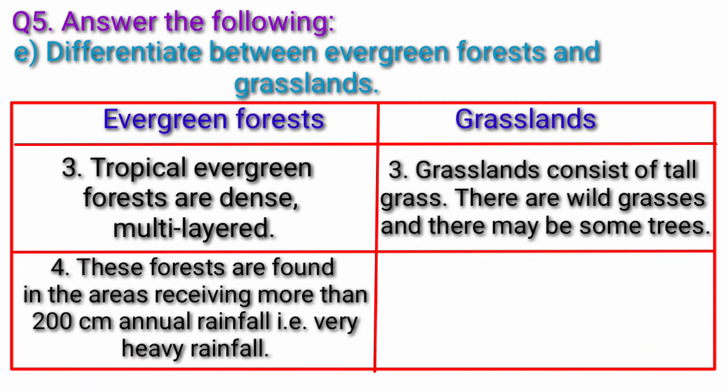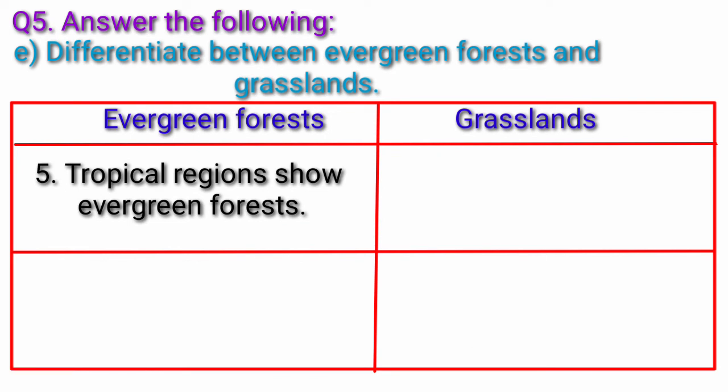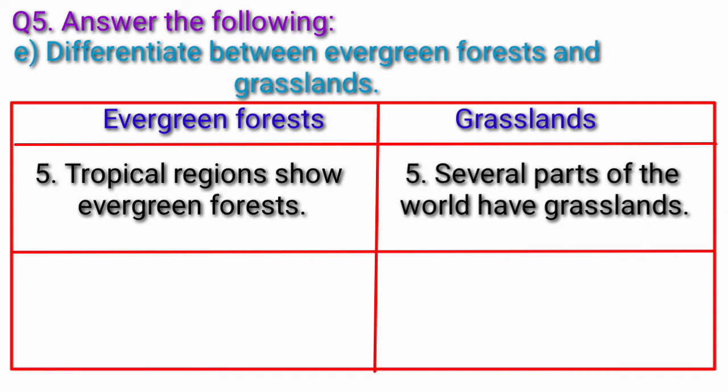There are wild grasses and there may be some trees. Fourth, these forests are found in the areas receiving more than 200 cm annual rainfall, that is very heavy rainfall. Grasslands, there is an average of 20 to 25 inches of rainfall a year in grasslands. Fifth, tropical regions show evergreen forests. Several parts of the world have grasslands.